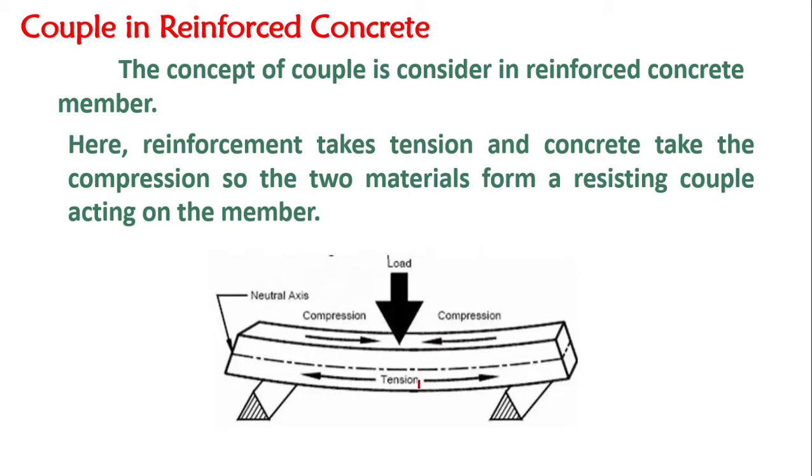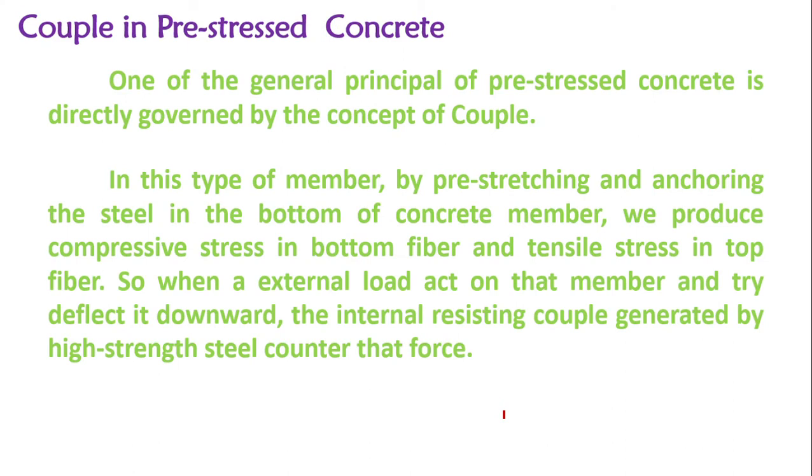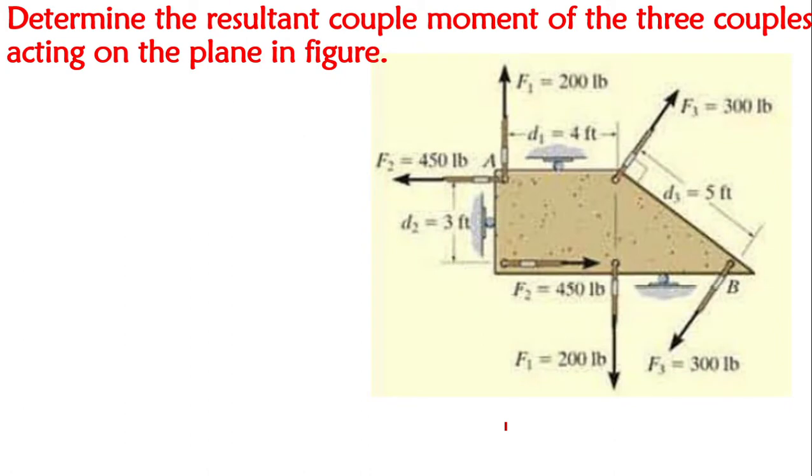Papasok at papalabas. So, couple in pre-stressed concrete: one of the general principles of pre-stressed concrete is directly governed by the concept of couple. In this type of member, by pre-stretching and anchoring the steel in the bottom of the concrete member, we produce compressive stress in the bottom fiber and tensile stress in the top fiber. When the external load acts on the member and tries to deflect it downward, the internal resisting couple generated by the high strength steel counters that force.